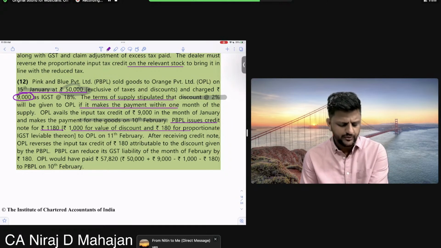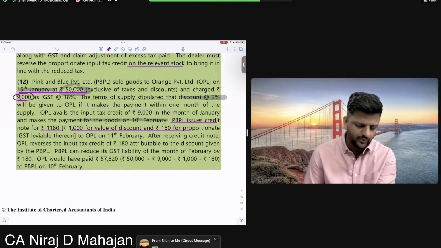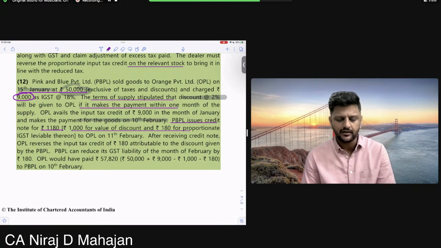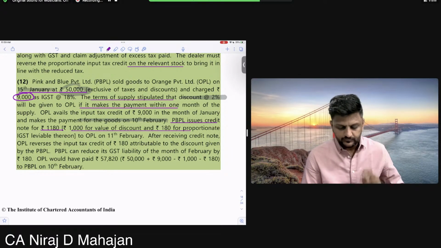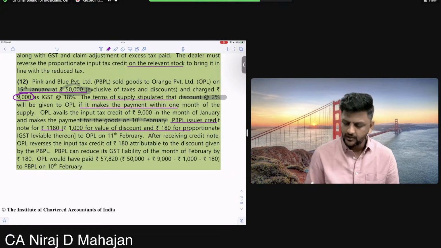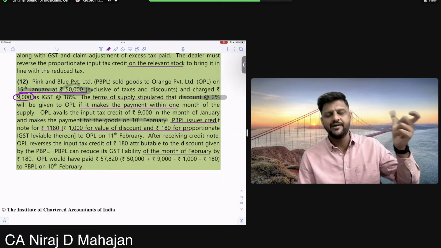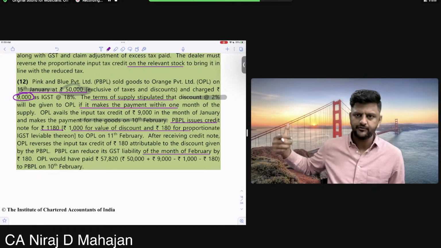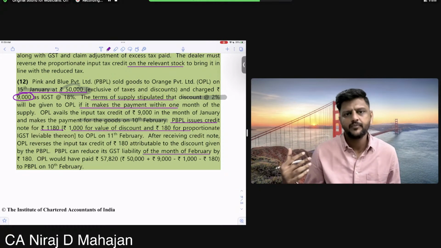After receiving the credit note, OPL reverses the ITC of rupees 180 attributable to the discount given by PBPL. PBPL can reduce the GST liability. The seller reduces the GST liability for the month of February, because I told you the changes in the GST returns cannot be retrospective. You always have to do it prospectively. Are you getting my point?